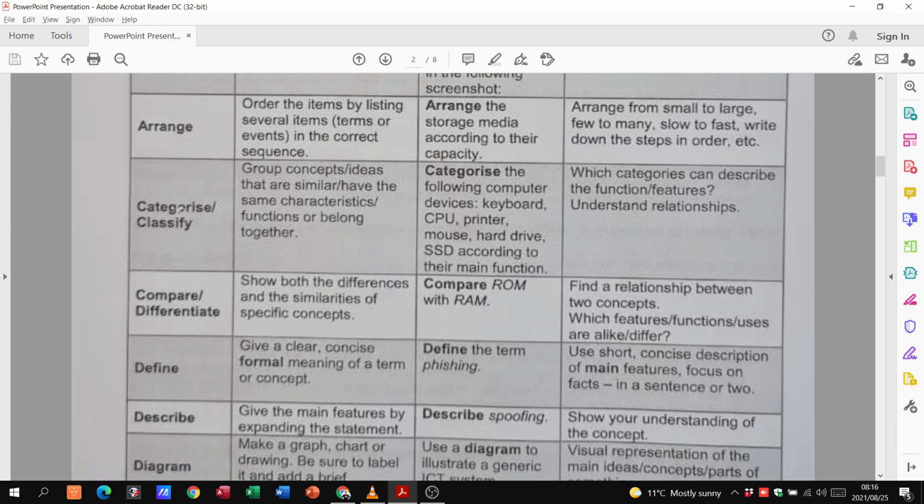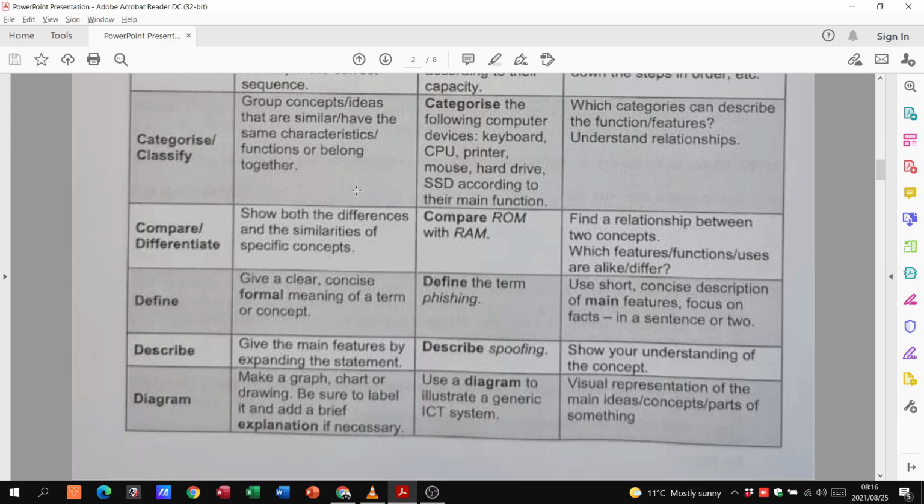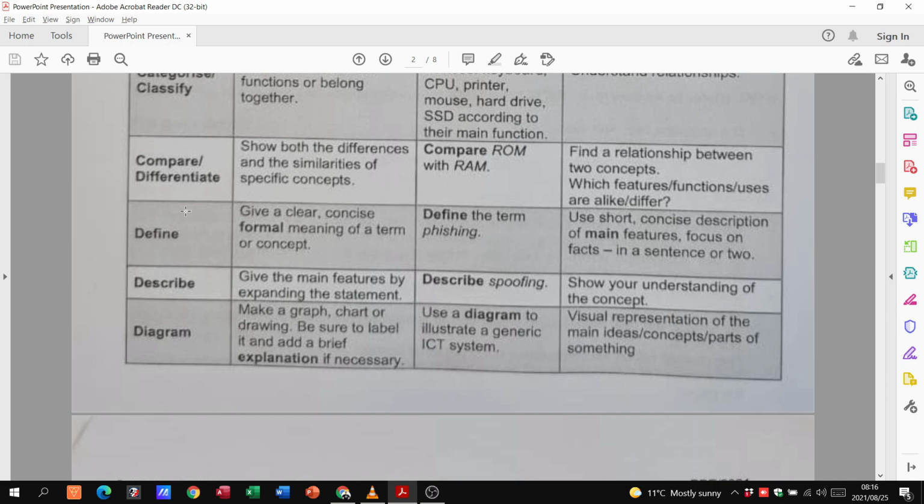If we go to classify, that means to group concepts or ideas that are similar or have the same characteristics, functions, or belong to one another. So please do go through this. Here we talk about define. So if they tell you to define the term phishing, they want you to use a short, concise description of the main features. What is it and what does it do in a sentence or two? That's all a definition is.